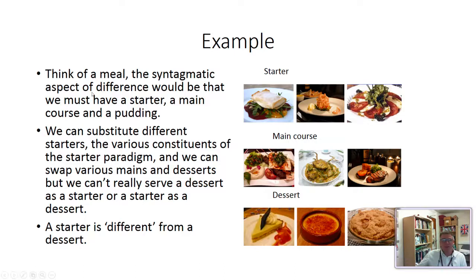If you think of a meal, the syntagmatic aspect of difference will be that we must have a starter, a main and a pudding. And we can substitute different starters, the various constituents of the starter paradigm. So you can have a bit of fish, you've got something else here, you can have some mozzarella and some tomato there. And then you've got your main course, where you've got, what's this? I don't know what that is, that looks a bit weird. There's some meat over there, a bit of steak there. I think it's a crab actually sitting there. That's your main course, and you've got your desserts, your sweets.